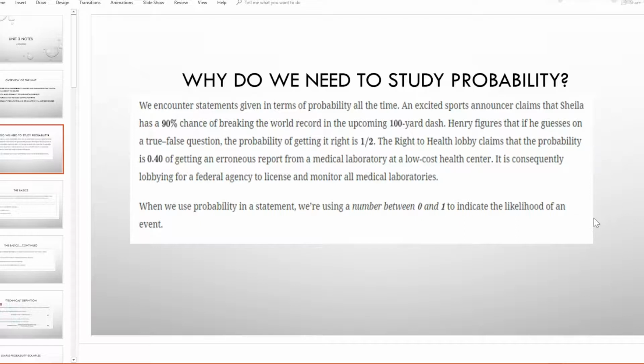So we come across things like an excited sports announcer claiming that Sheila has a 90% chance of breaking the world record in a certain event. A true-false question, the chances that you guess right is 1/2. Let's see, the Right to Health lobby claims that the probability is 0.4 of getting an erroneous report from a medical laboratory at a low-cost health center.